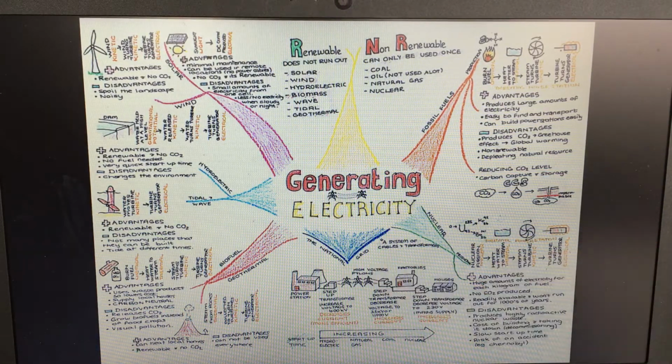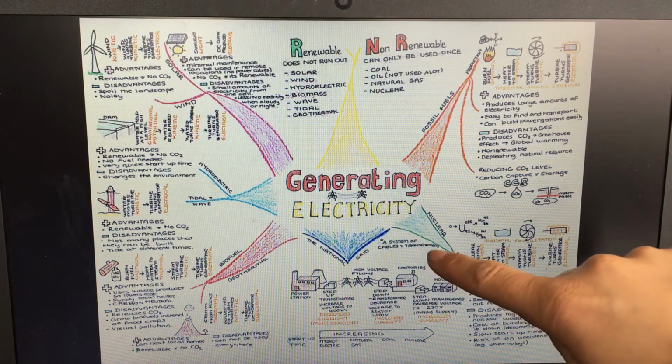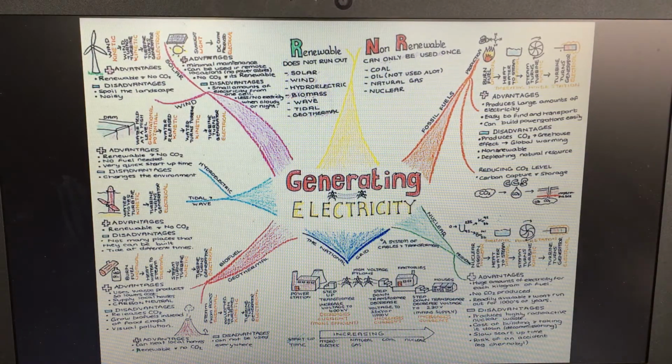Next one is national grid. Now that has not come up for a couple of years. And I did see them ask a few years ago about what the national grid actually is. It was a tick box exercise, and loads of people got it wrong. It's actually a system of cables and transformers, not the power stations. Don't include the power stations.